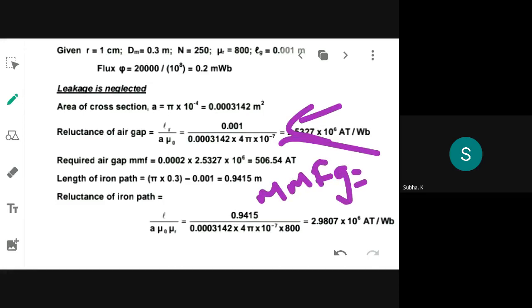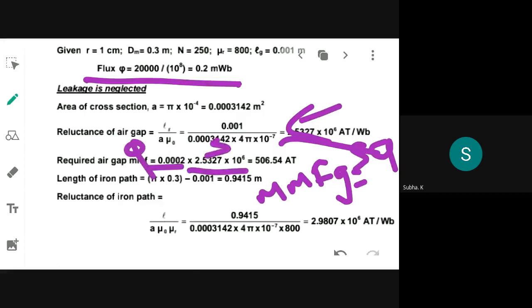Flux is also given directly here. Flux is known to me, reluctance is known to me. Then what is the formula for MMF for air gap? Flux into reluctance. Reluctance into flux. So this is my flux. This is my reluctance that I have found out just now. So what is the answer for MMF of air gap?